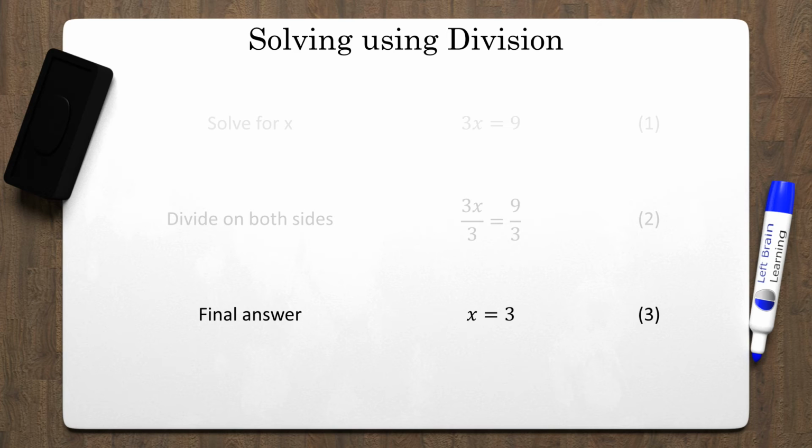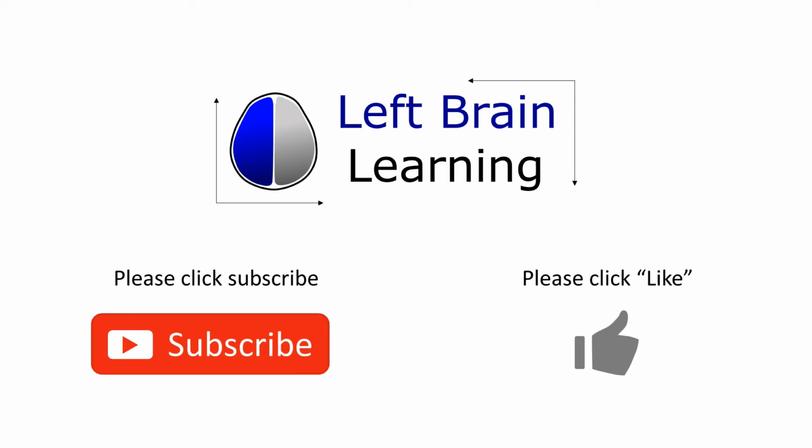So in each of these examples, you've seen how we've solved for x simply by doing the same thing on the left-hand and the right-hand side, and that operation was just one of the arithmetic operations.